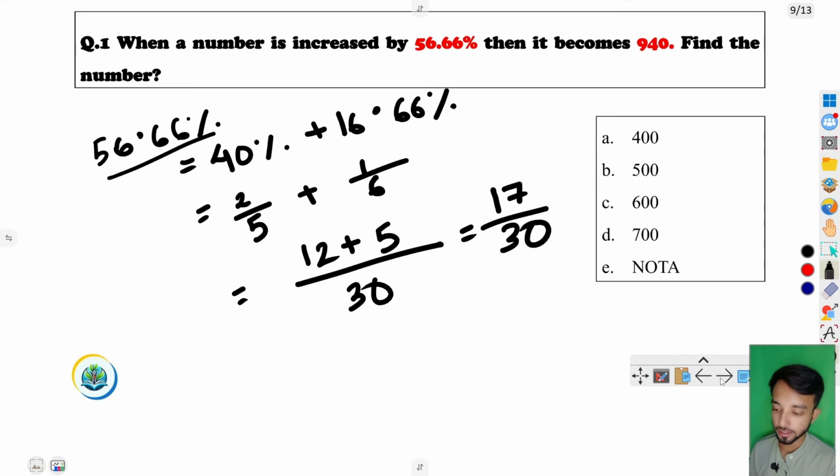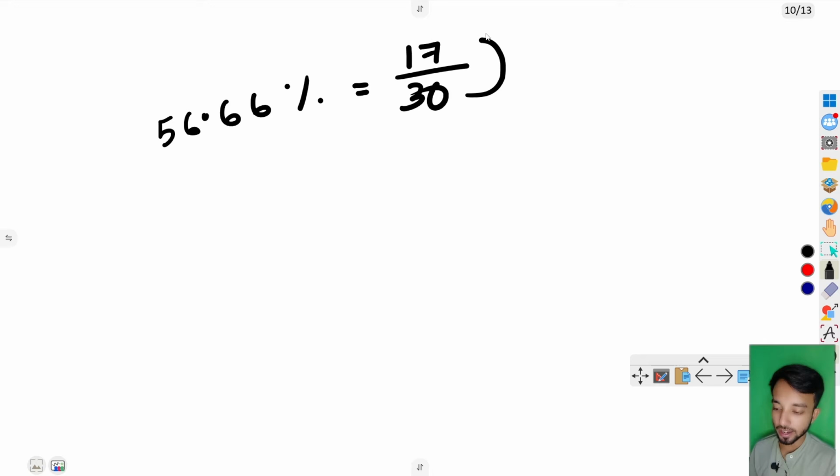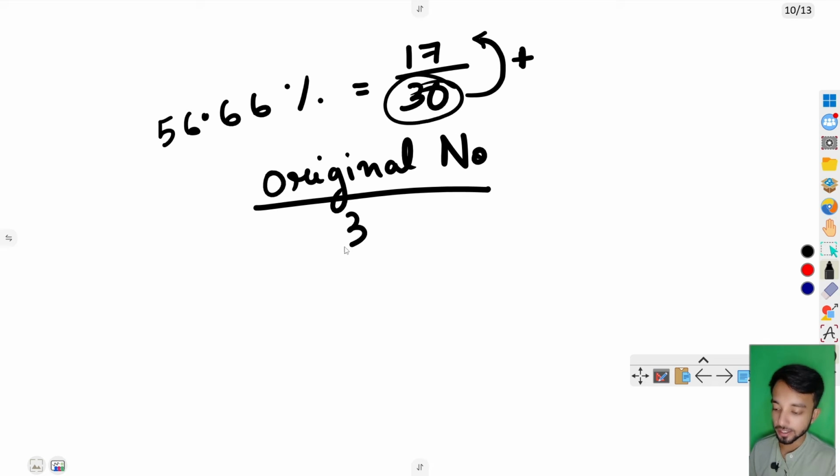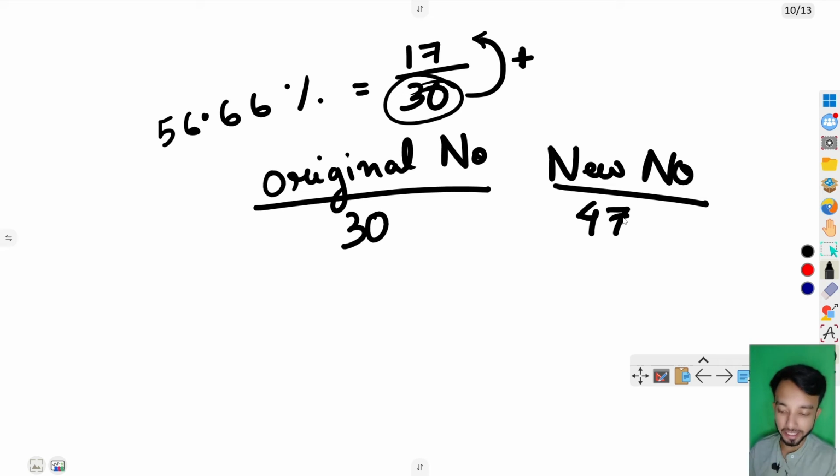So in the question, what we have? We have the number is increased. If there is an increase, we know there will be summation. 30 plus 70. How much will we get? Whenever there is an increase, we will have summation. The original number is whatever is in the denominator, that is 30, and the new number is 30 plus 70, 47. Is it clear till here?